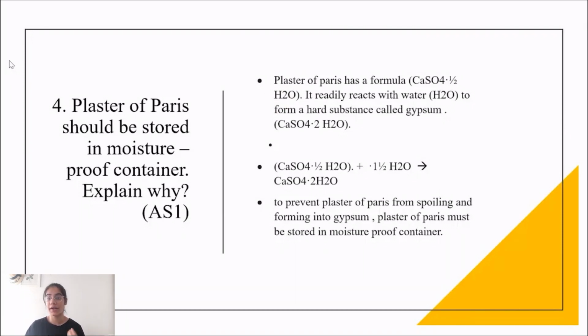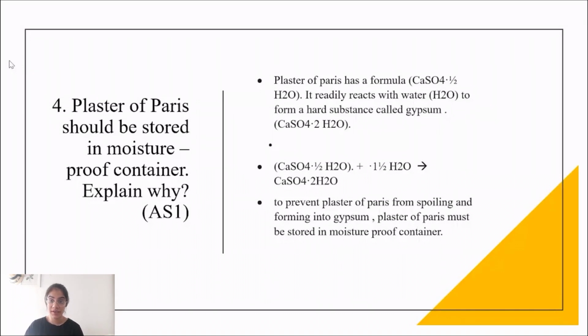Plaster of Paris is a white powder. It is highly reactive with moisture and molecules of water, since it can complete its water of crystallization and turn into this very hard substance. This hard substance is then known as gypsum, which has a chemical formula of CaSO4 dot 2H2O. So the chemical equation or reaction is as follows. CaSO4 dot half H2O reacts with 1.5 molecule of water to give you CaSO4 dot 2H2O, which is gypsum.